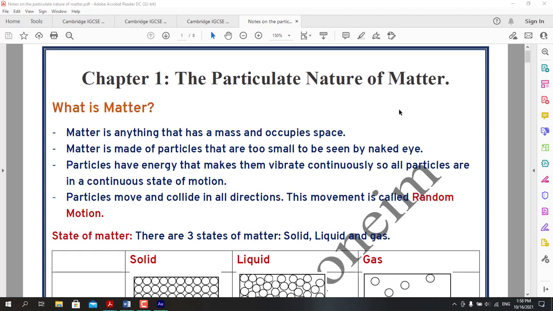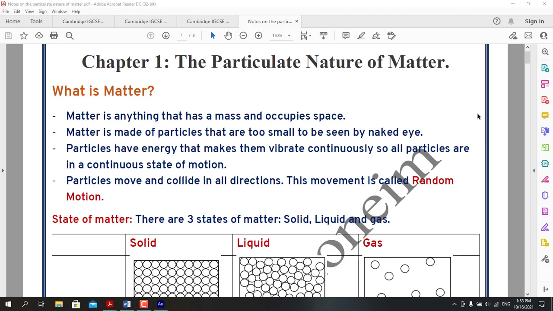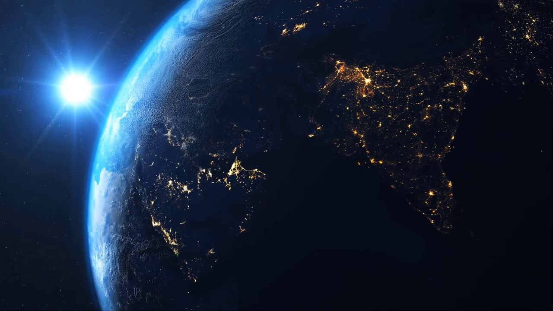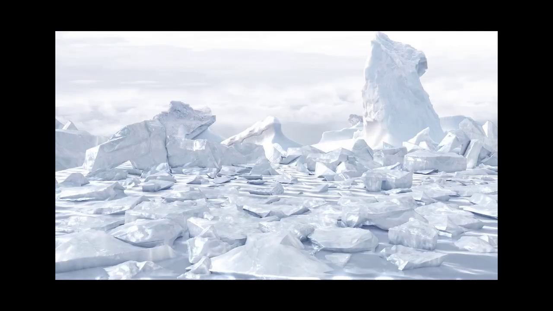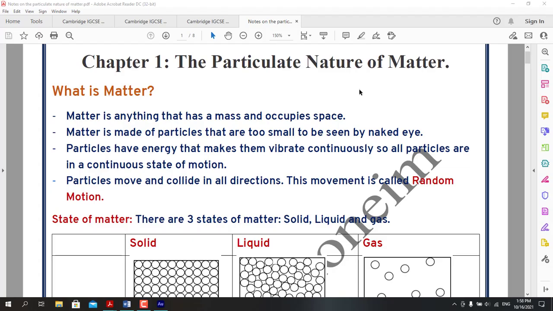Chapter 1 talks about the particulate nature of matter. So we start with a question. What is matter? Matter is anything that has a mass and occupies space. And in our universe, all of our universe is made of matter in different states and in different sizes and shapes. Matter is made of particles that are too small to be seen by naked eye.